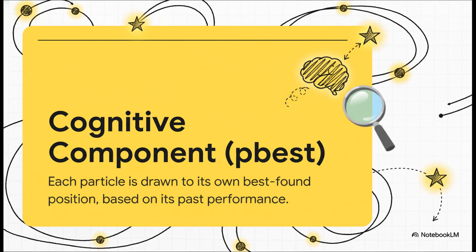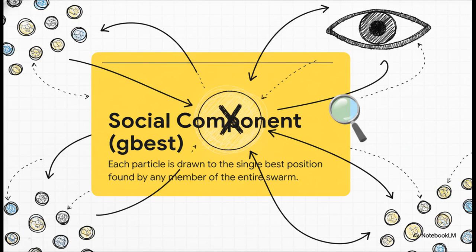So let's dive into that first rule. This is the P-best, which stands for personal best. Basically, every particle has a memory. It remembers the absolute best spot it has personally found so far. You can think of it as a little pull, an anchor, towards its own past success. It's all about self-trust.